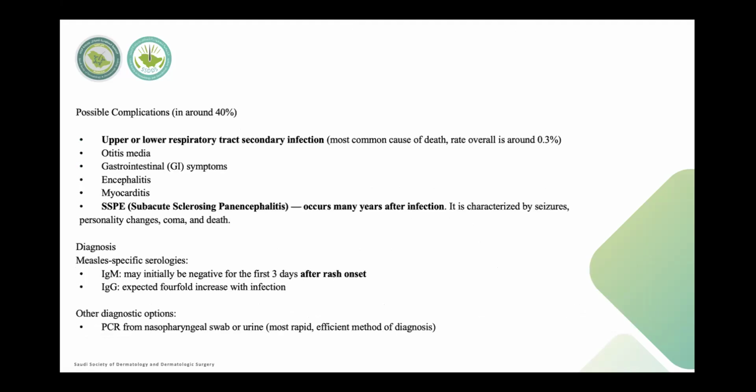As we said, the second most important thing is the complications, with a high rate of complications, 40%. The most important complication is respiratory tract infection, bacterial infection, pneumonia. And some people have the risk of developing subacute sclerosing panencephalitis, which occurs many years after the infection, with seizures, coma, and death. For diagnosis, the gold standard nowadays is PCR. Serology is still available, but PCR is rapid and can diagnose it.